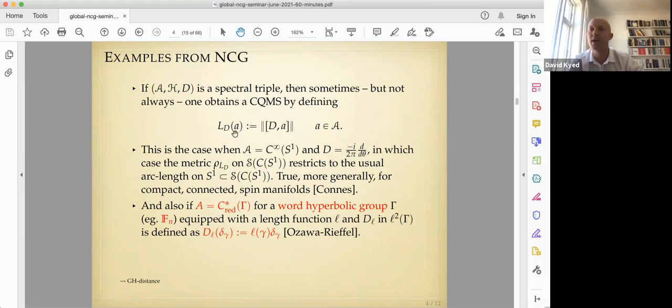semi-norm up here will actually turn it into a compact quantum metric space. This is a result by Narutaka Ozawa and Marc Rieffel.